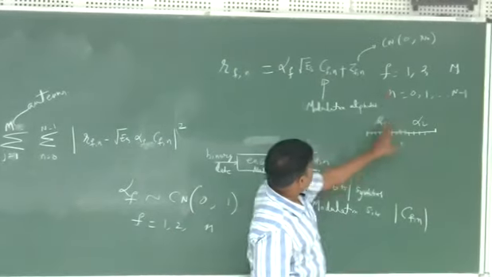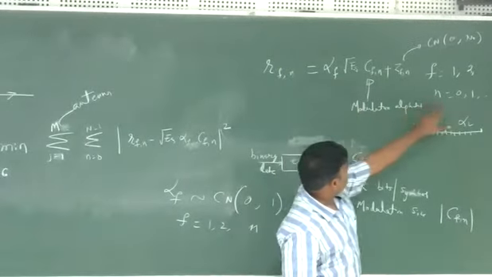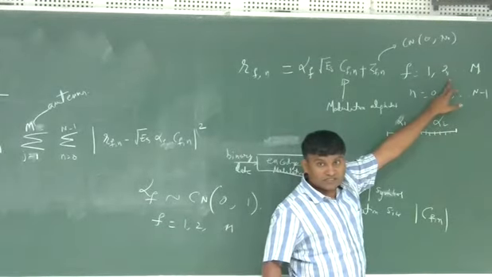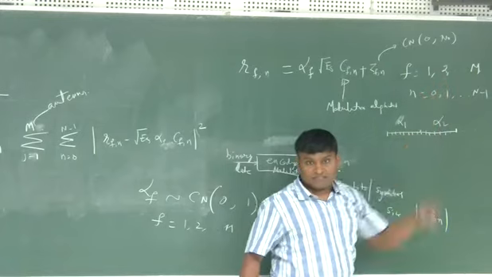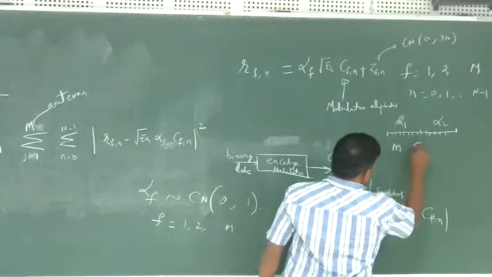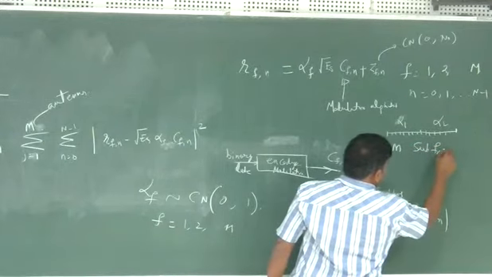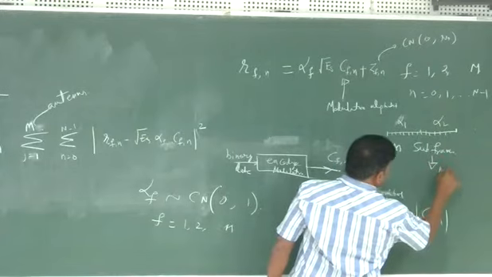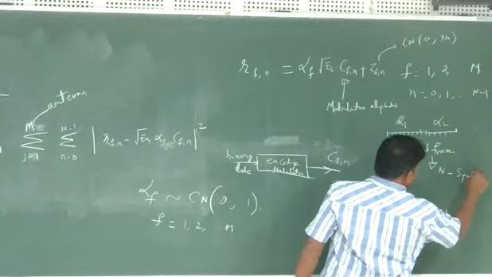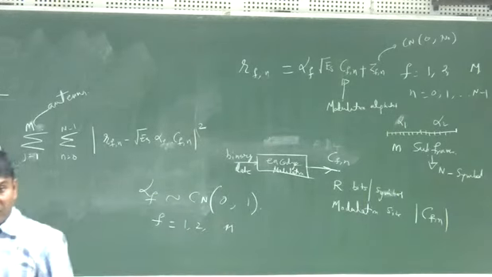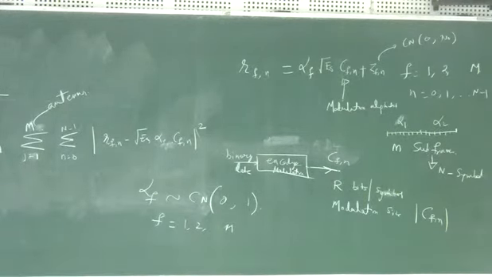Capital N. Look at this: there are M frames, each containing, not M frames, M subframes. Okay? M subframes. Each subframe has N symbols. So in total how many do you have? M into N symbols in a frame. So we're going to decode the entire frame.